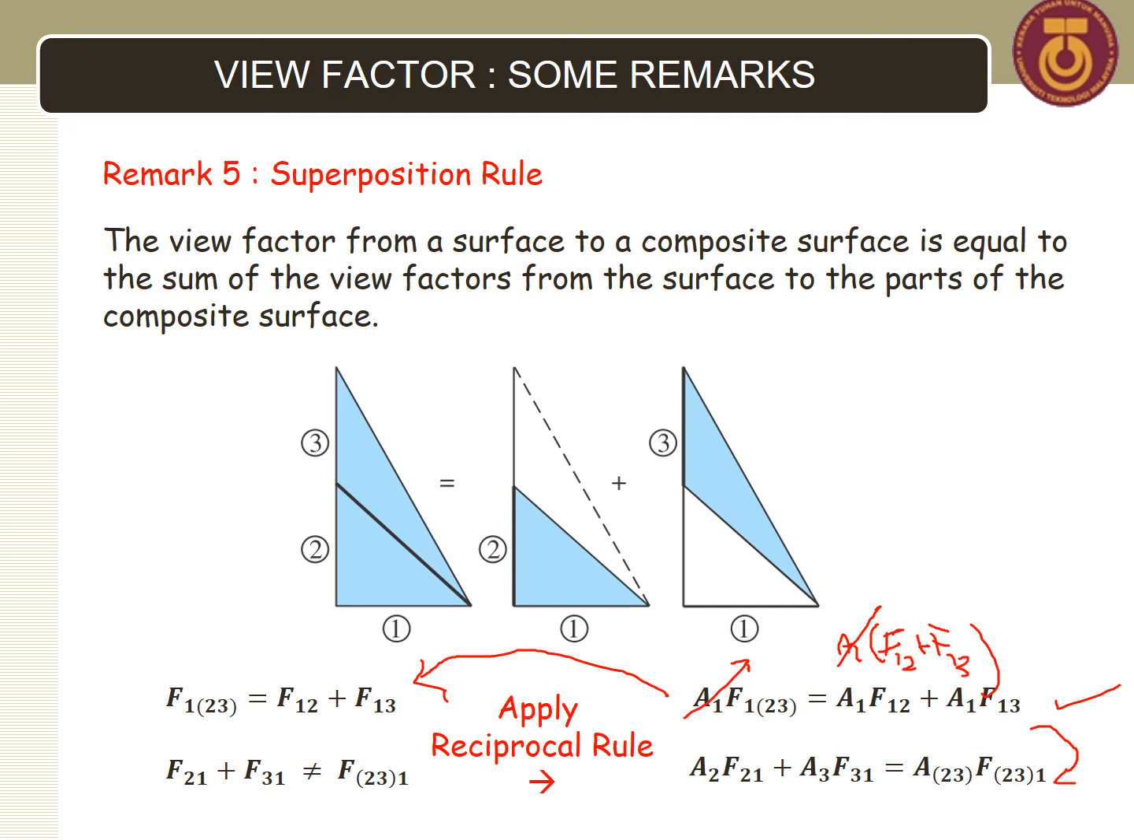From here, you know the reason why, according to superposition rule, F123 equals F12 plus F13 is true. The opposite, that is F21 plus F31 equals F231, is not true.